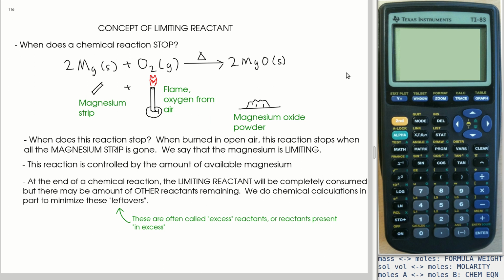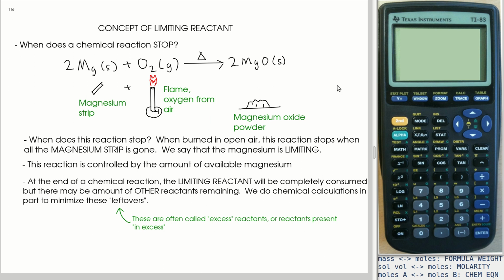So, in general, the limiting reactant is the reactant that's completely consumed when the reaction stops. And it's that reactant that will control the amount of product that you produce in the reaction. The other reactant, in this case the oxygen, we would say that that reactant was present in excess. In other words, we have more oxygen than we actually needed to do the reaction.